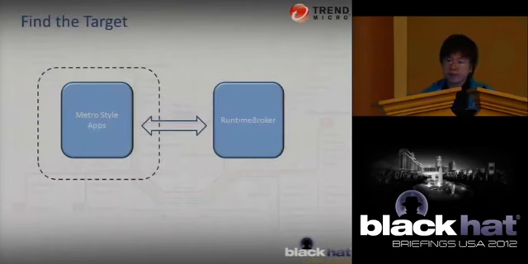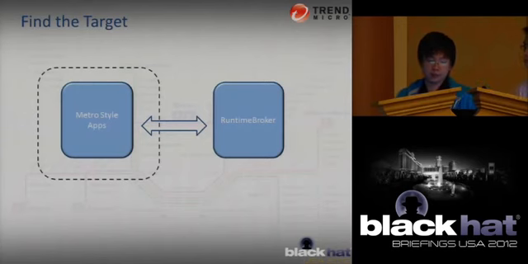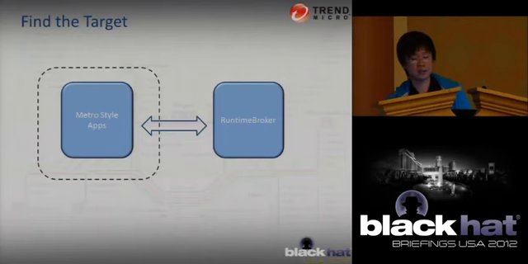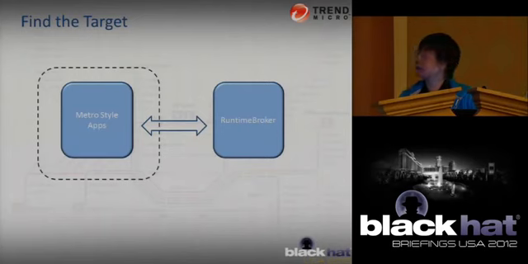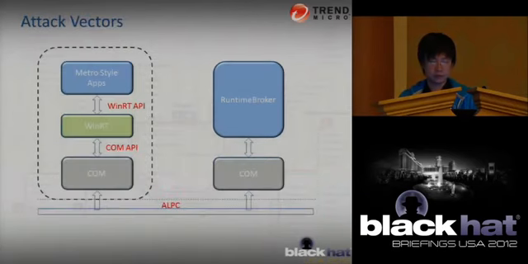Attacking the app container in order to bypass the sandbox, usually the first target is the broker process. In Metro style apps, our target is the runtime broker in Windows 8. Okay, so let's see more details.